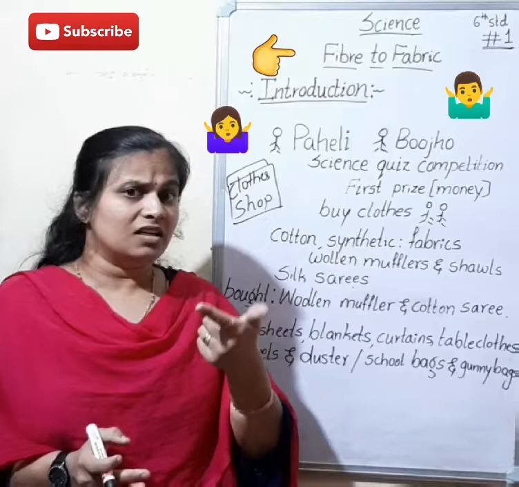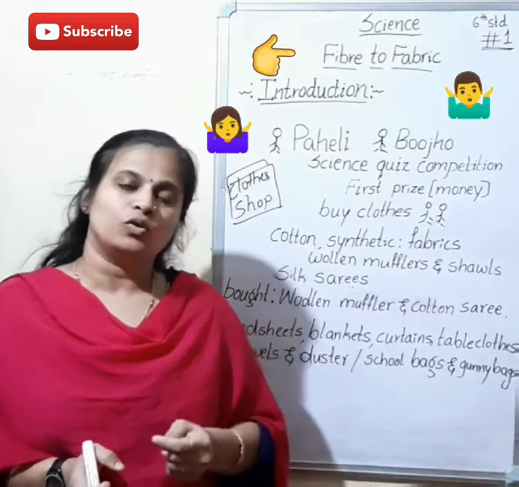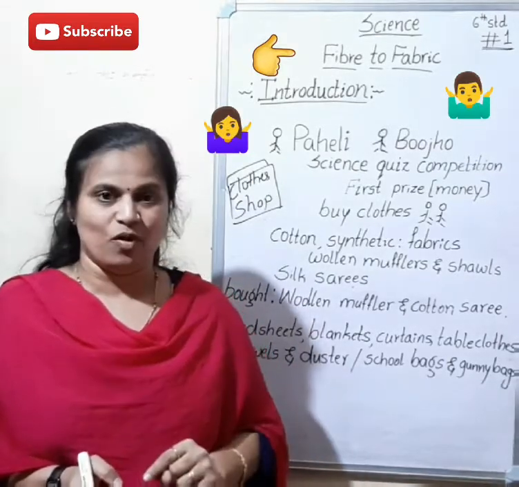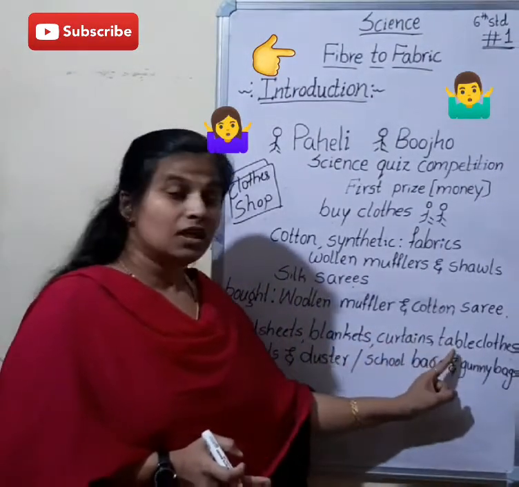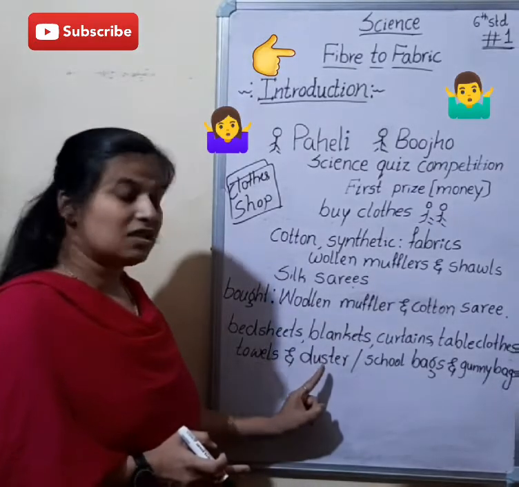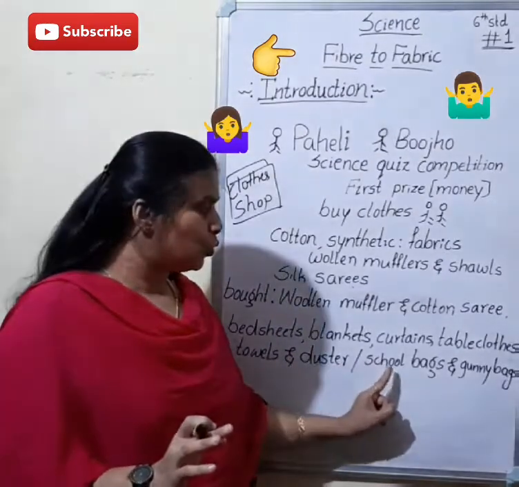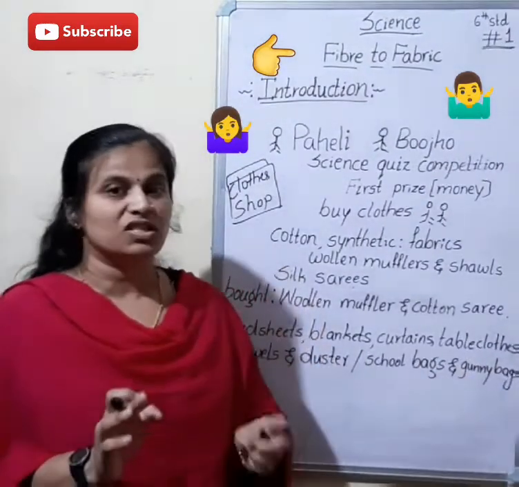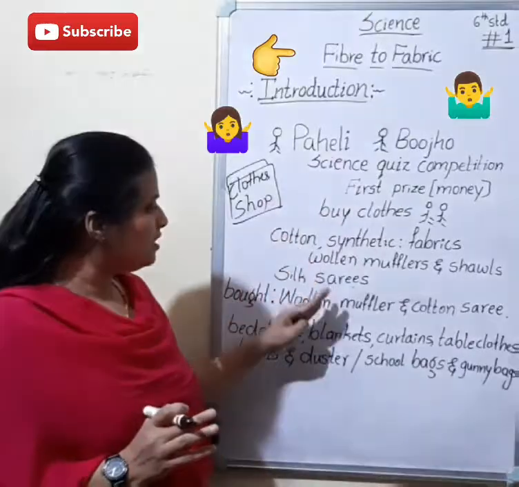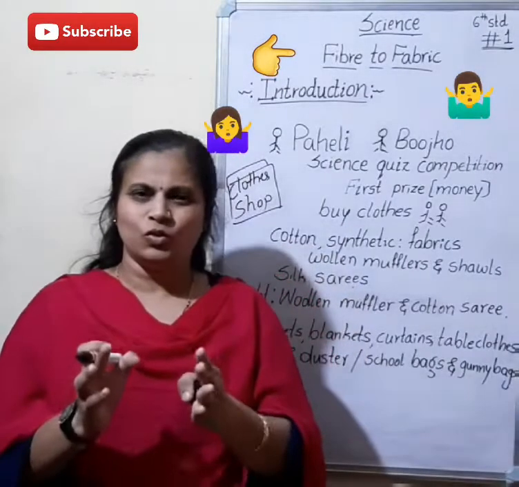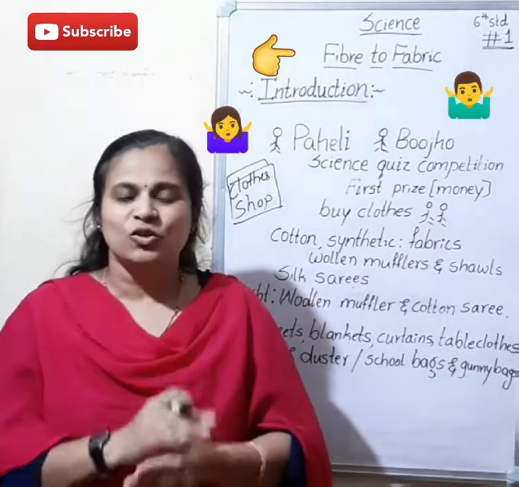So in the shop they saw a variety of clothes, different types of clothes, and they just wanted to know what these clothes are made up of. They also saw bed sheets, blankets, curtains, tablecloths, towels and dusters. A duster is the cloth which is used to make an area dust free. Also school bags and gunny bags. Gunny bags means sacks. When they saw all these in the shop, they developed a curiosity to know what these clothes are made up of.